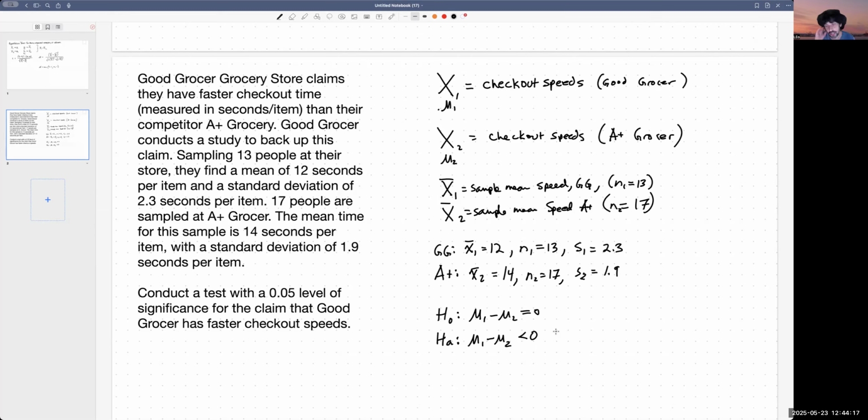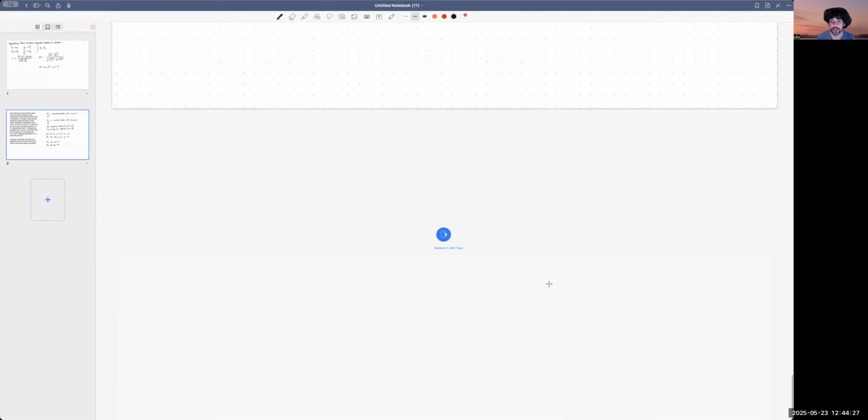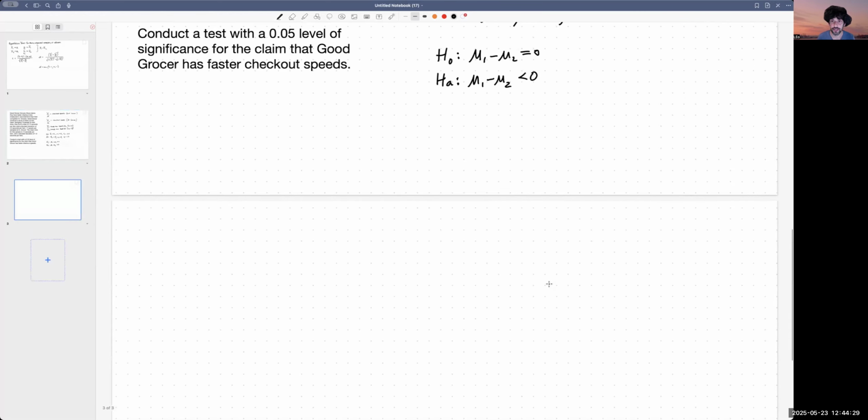So that's our alternative hypothesis. This also means we're doing a left-tailed test, right? We're looking below because we're looking at below 0. Okay, so there's our setup.